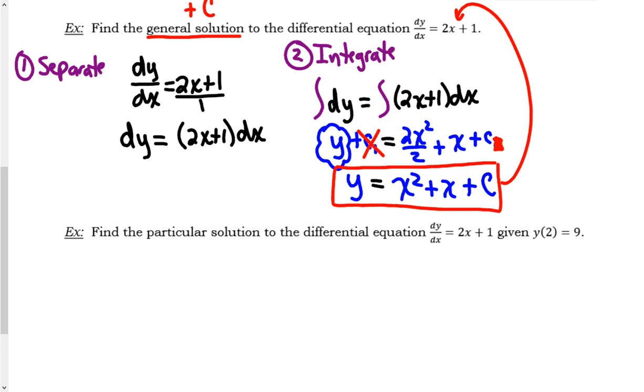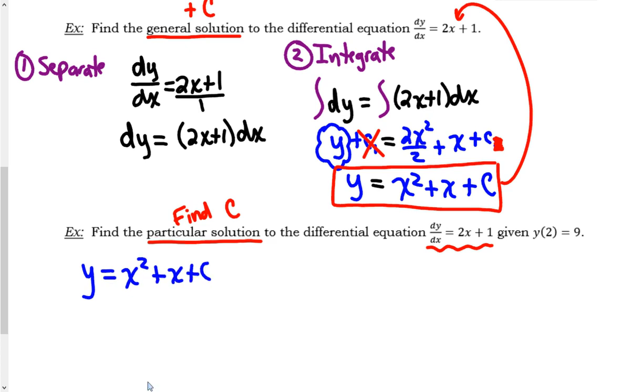All we're doing here is we have the same differential equation that we had above. This is the same differential equation as in the first example, but instead of finding a general solution, I'm now finding a particular solution, which means I now have to find C. So let's start with what we found. We've separated, we've integrated, and we have y equals x squared plus x plus c.